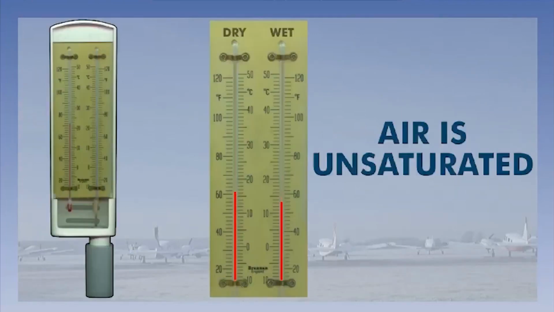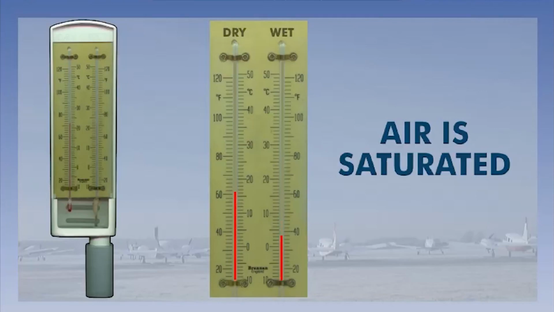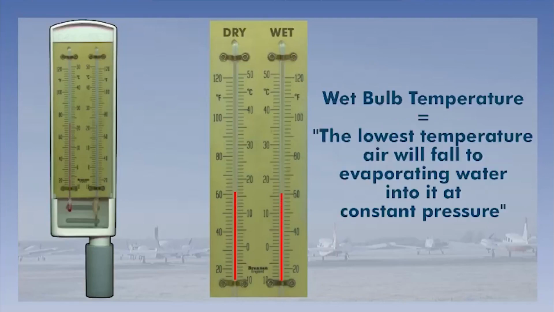If air is unsaturated, water will evaporate into it from the muslin, and latent heat will lower the temperature of the wet bulb. If the air is saturated, no water will evaporate and the two thermometers will read the same. The wet bulb temperature is defined as the lowest temperature air will fall to by evaporating water into it at constant pressure.